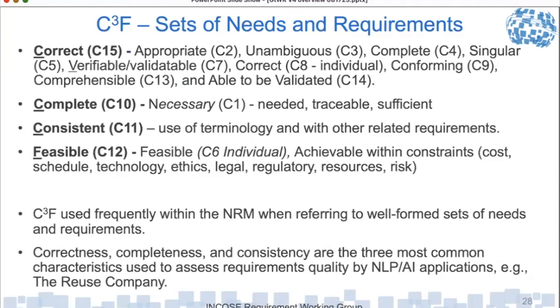And then there's CQDEF: correct, consistent, complete, feasible. These are really applied to sets of needs and requirements. And you see that these four are used over and over again in the needs and requirements manual when we talk about well-formed sets of needs and requirements. Correctness, completeness, and consistency are the three most common characteristics used in a lot of natural language processing and AI applications, the Reuse Company's products, for example.